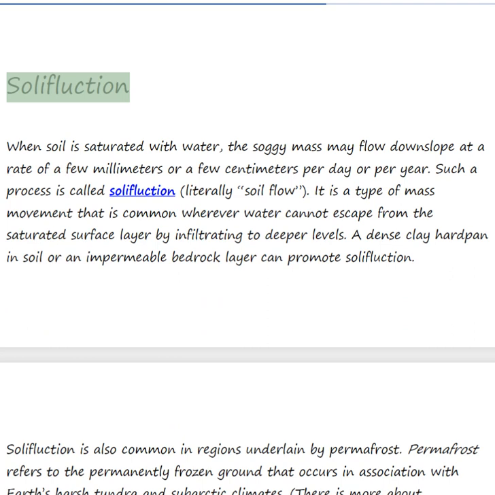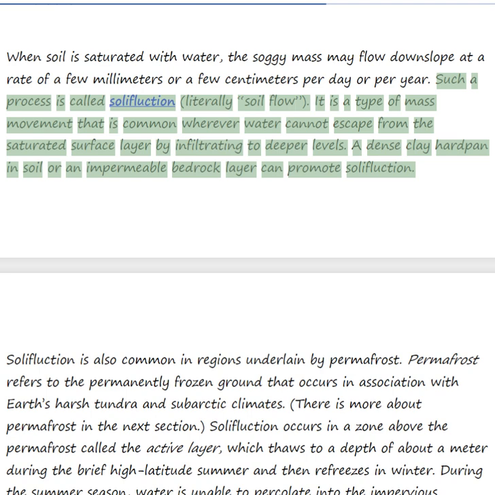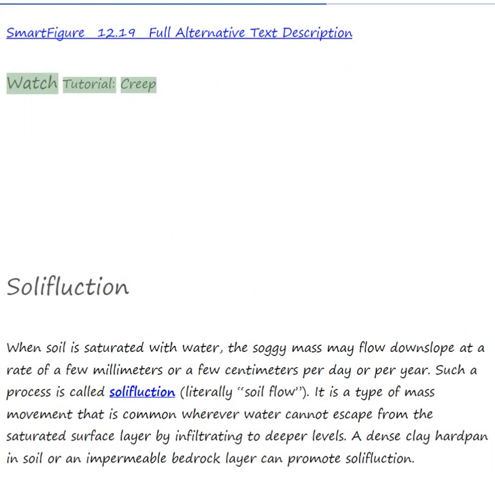Solifluction. When soil is saturated with water, the soggy mass may flow downslope at a rate of a few millimeters or a few centimeters per day or per year. Such a process is called solifluction. It is a type of mass movement that is common wherever water cannot escape from the saturated surface layer by infiltrating to deeper levels. A dense clay hardpan in soil or an impermeable bedrock layer can promote solifluction. Watch tutorial, Creep.